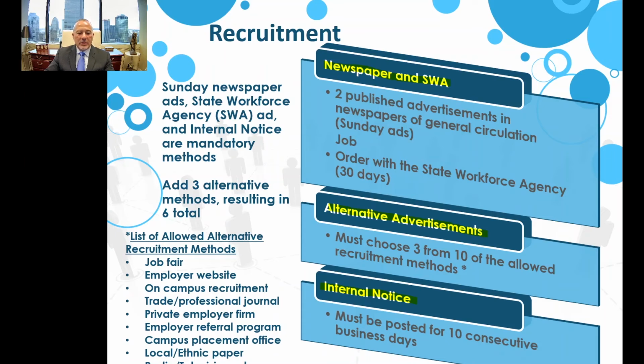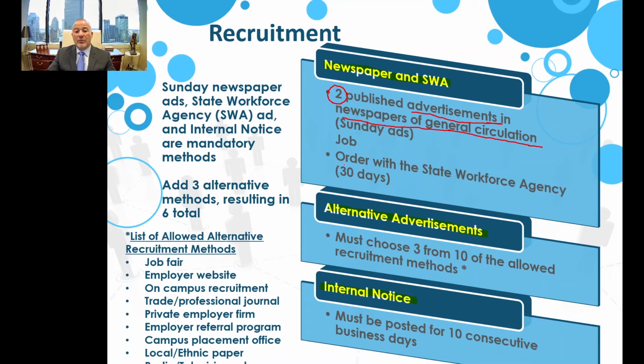As far as this process here, the regulations require us to publish 2 advertisements for professional occupations in a newspaper of general circulation in the area where the work is going to be done. Okay, two Sunday ads in a newspaper, basically the main newspaper in the city where the work site is located.